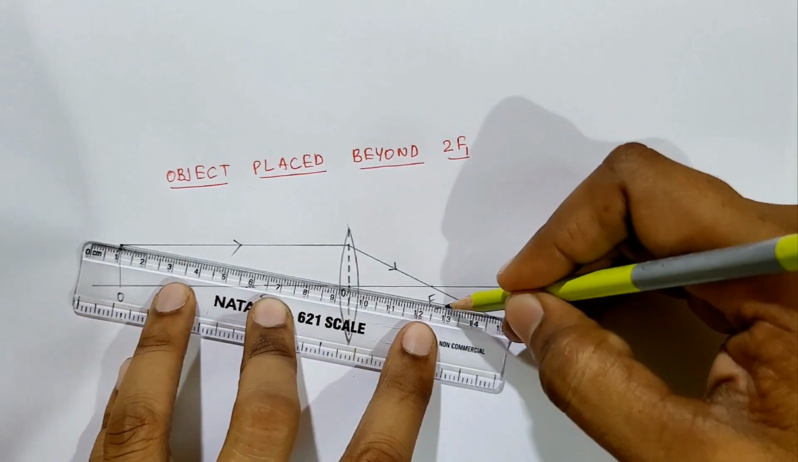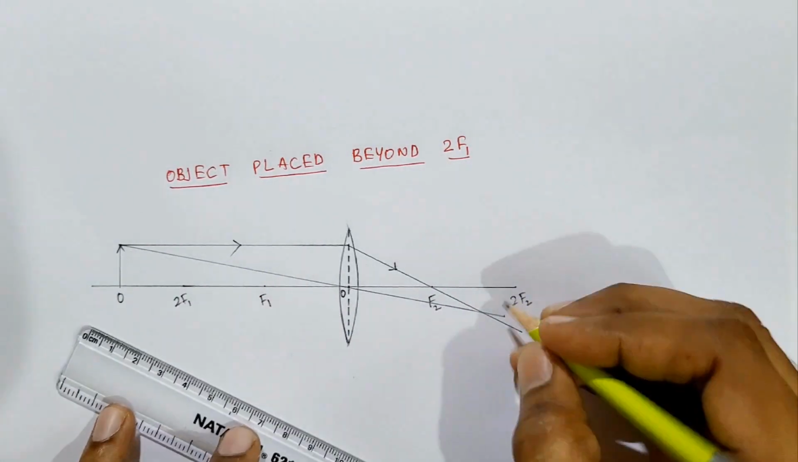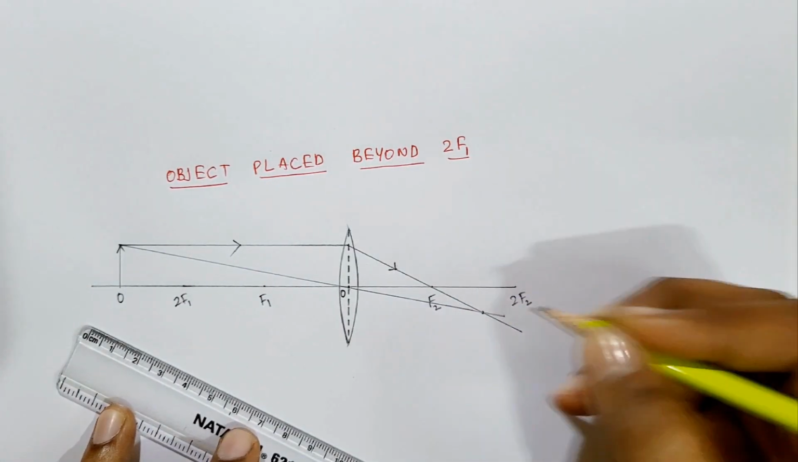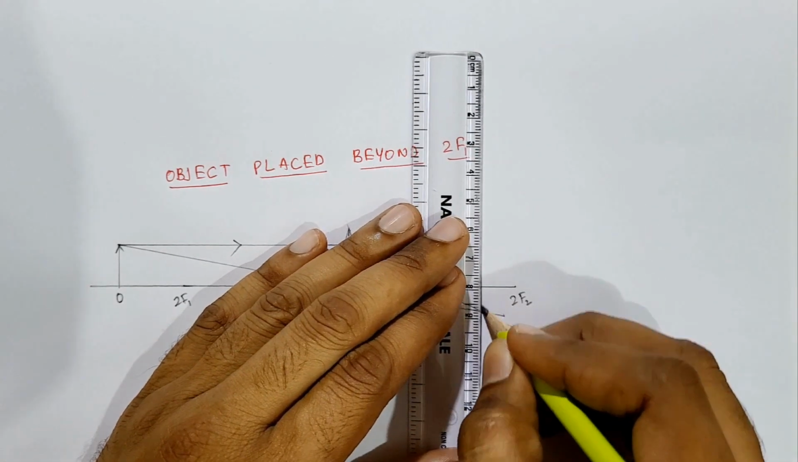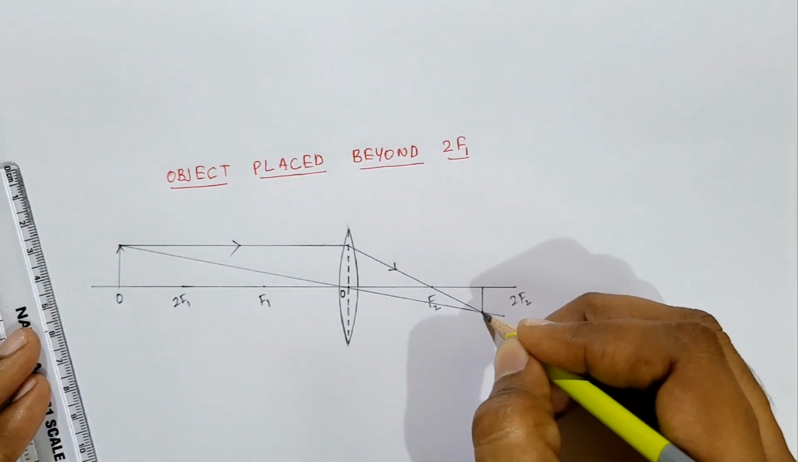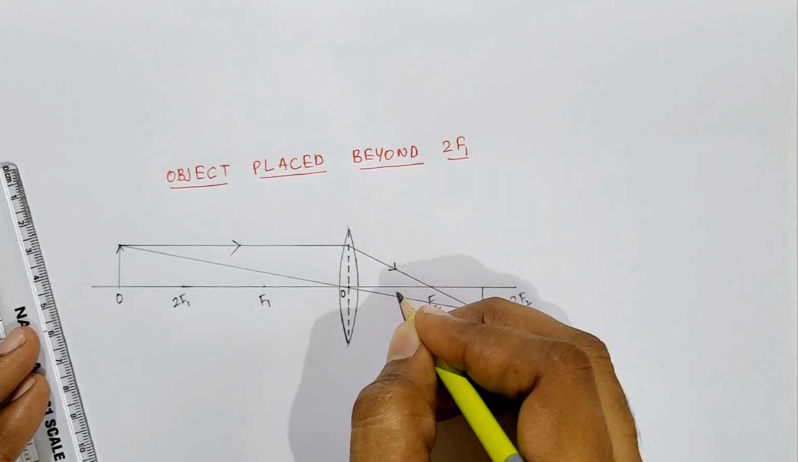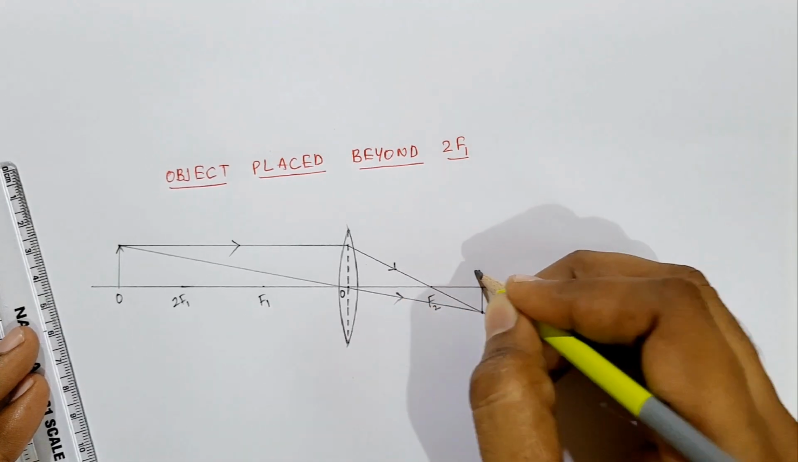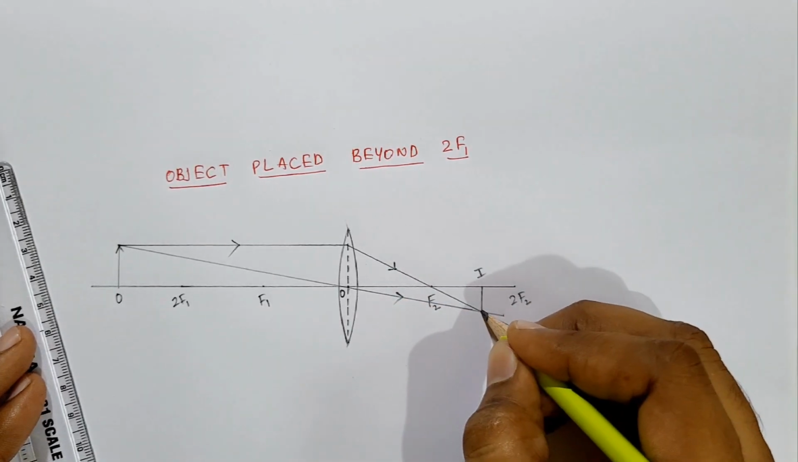Just extend it. See, where did the two refracted light rays meet? Refracted light rays met here. So the point where the refracted light rays meet, that point we call the image. This is the image, correct?